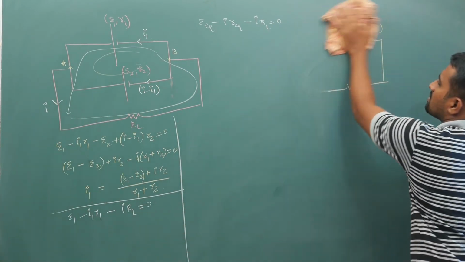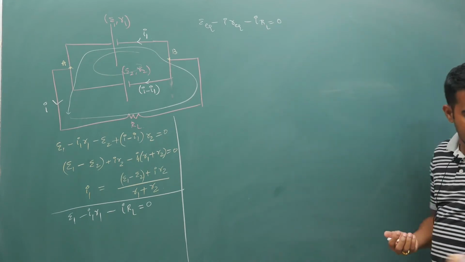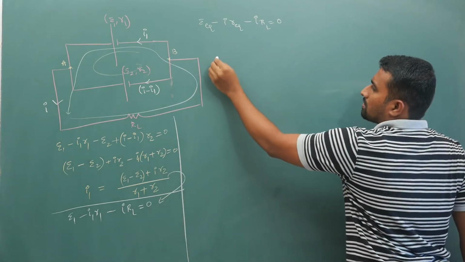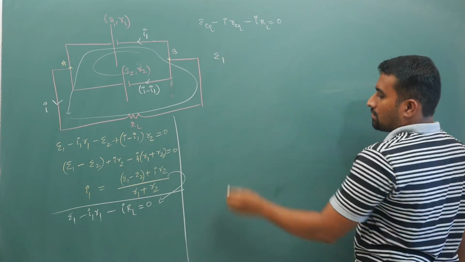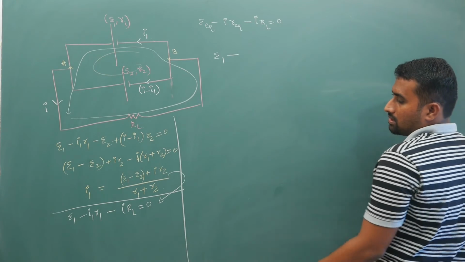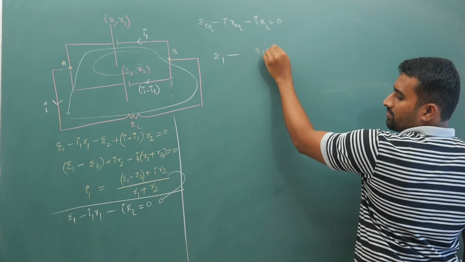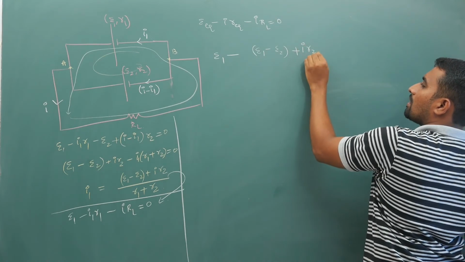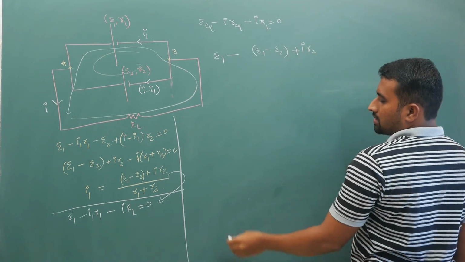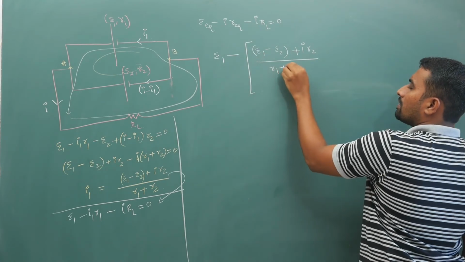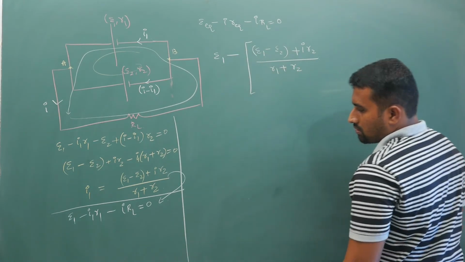I will just rearrange the terms so that you will have clarity. So I will erase this stuff. I am rearranging the terms. I will substitute this I1 into this equation. I1 is E1 minus E2 plus I times R2, all divided by R1 plus R2.